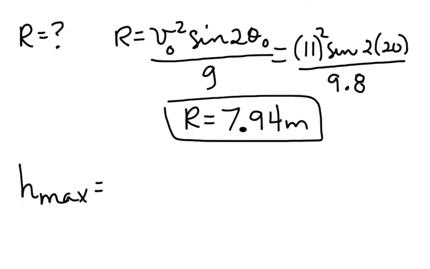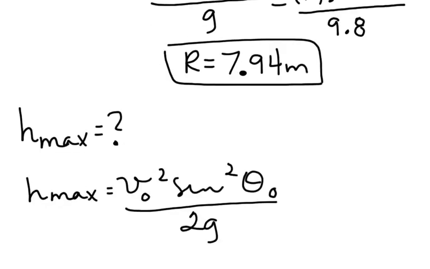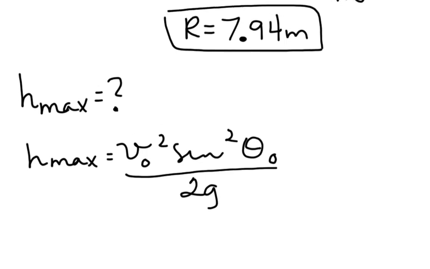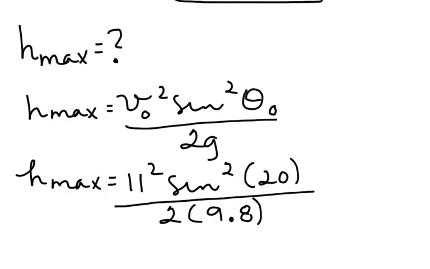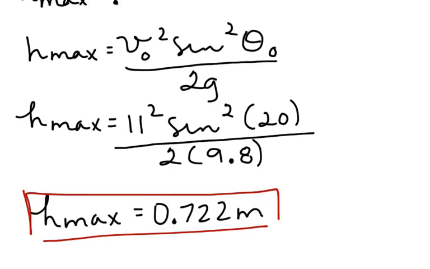And our next question is, what is the maximum height of the object's trajectory? Here is the formula we are going to use for that. Here we're plugging in the numbers. And just as a side note, you want to make sure your calculator is in degrees. And here is your answer.